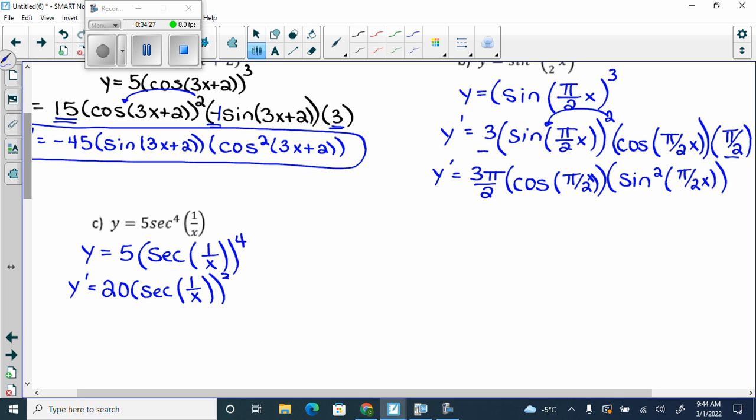to the 3. Now I put this one here because the derivatives that we've done so far are always single derivatives. So sine becomes cos. Cos becomes negative sine. However, secant x becomes secant x tan x, right? Everyone follow me? So they go secant 1 over x tan 1 over x. Everyone's fine with that.